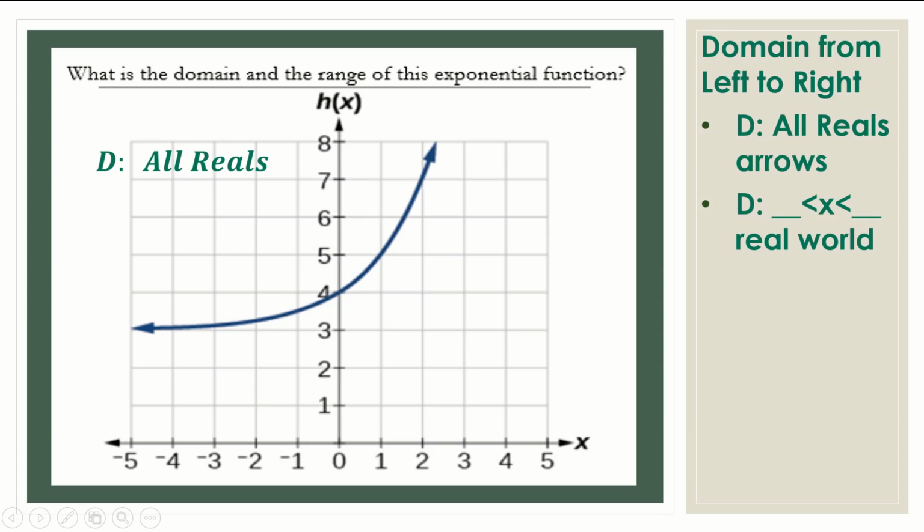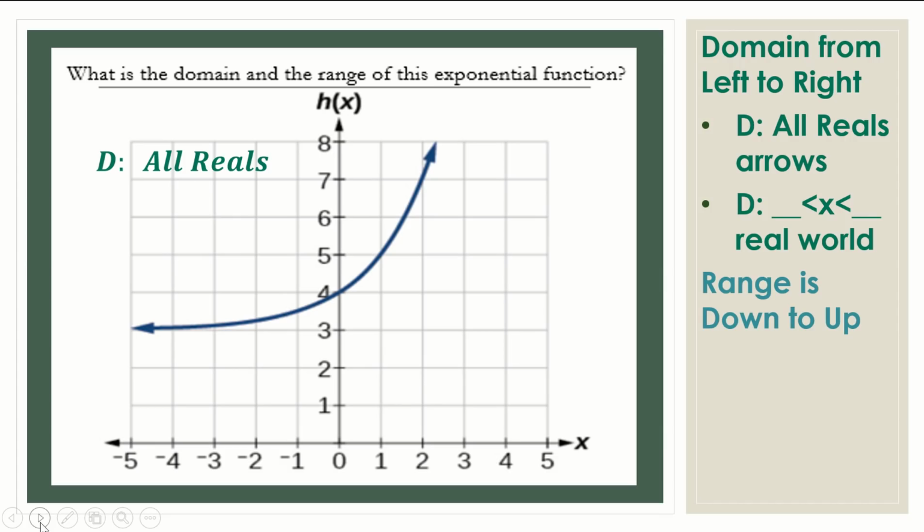Now keep in mind, if it's a real world situation, you have to look at your endpoints on the graph to see if there are arrows. It may have a definitive start and a stop. So for instance, it could start at 0. You would say all x is greater than 0, but maybe it's less than 3, because it only happens for 3 years. So it would be between the years 0 and 3. That's if it's a real world situation.